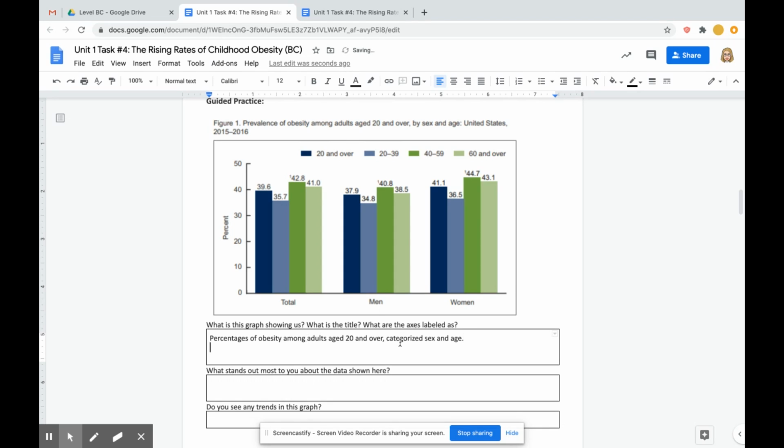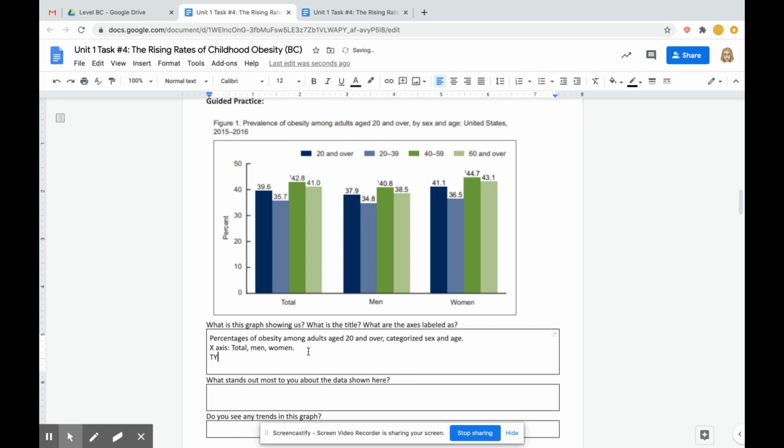So then if we think about what the axes are labeled as, we have our horizontal x-axis at the bottom that's showing us 3 different groups. We have total, that's all of the people that were studied. Then we have just the men and just the women. So that is our, let me mark that, x-axis.